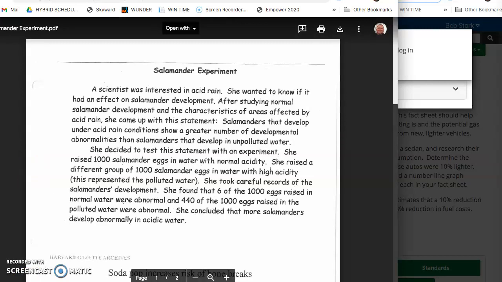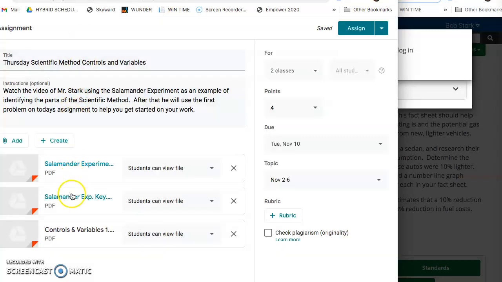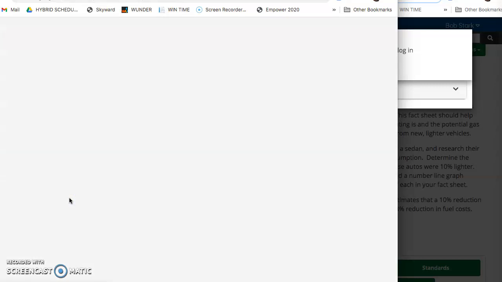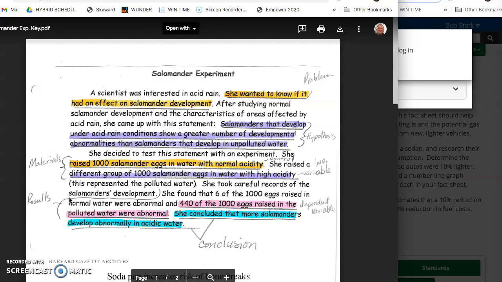So now I'm going to switch over to have you look at the key to this, which I've posted on Google Classroom. Okay, so we have the same scenario here.